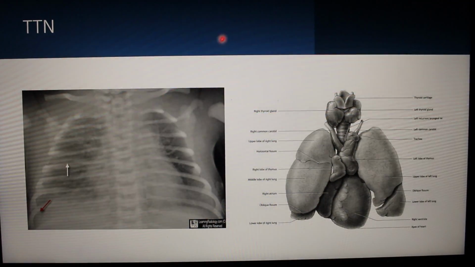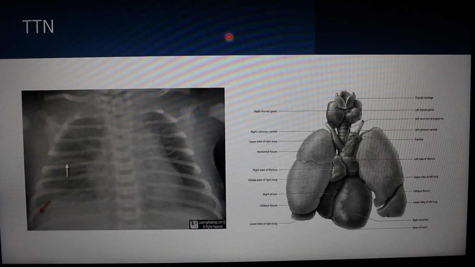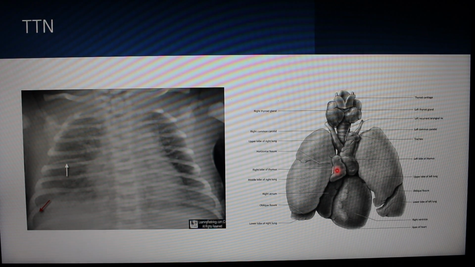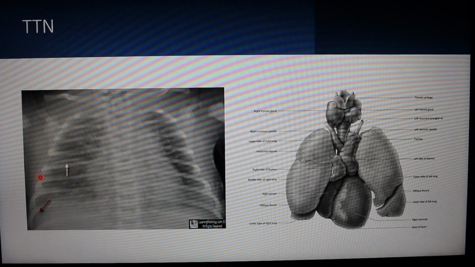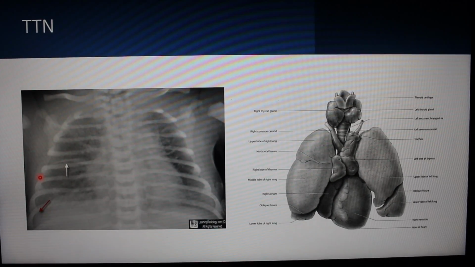So here we have a baby, a full-term baby, who has TTN. Remember how we talked about this horizontal fissure is important to us? It's important because here we see it on X-ray. We call this fluid in the fissure. It is pathognomonic for TTN. So we can correlate this X-ray with the baby. The baby's a full-term baby. He was delivered by repeat C-section at 38 weeks.